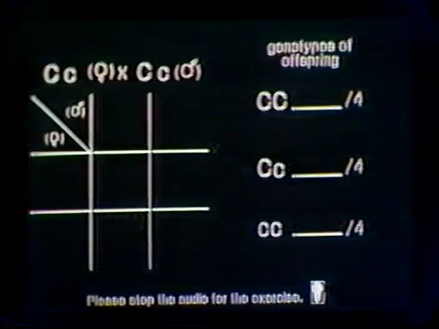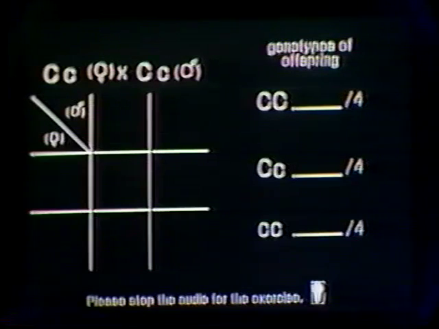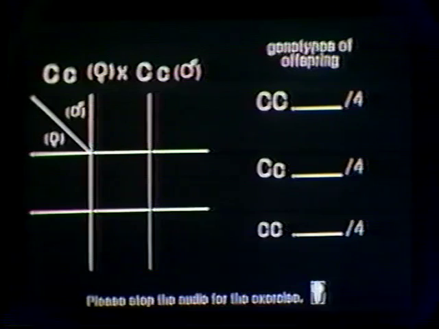Complete the diagram on the left, placing the genes that the female could contribute vertically along the left edge and those the male could contribute horizontally along the top. Then, fill in the genotypes of the resulting offspring, add them up, and enter the totals in the blanks at the right. Please stop the audio if you wish to do the exercise.